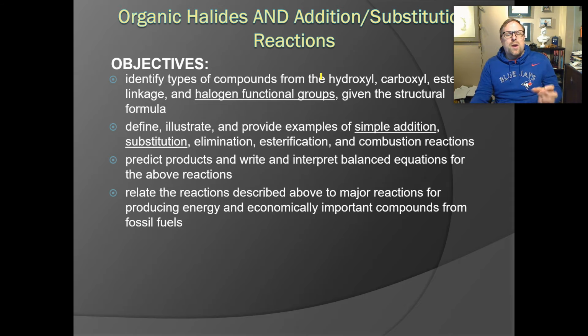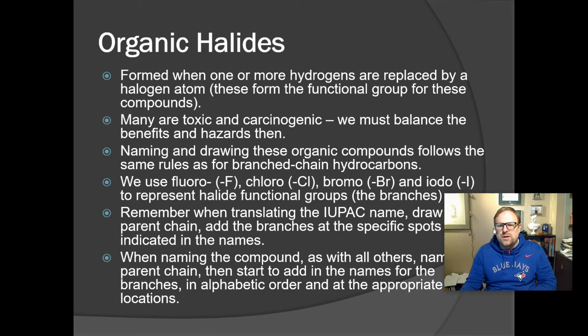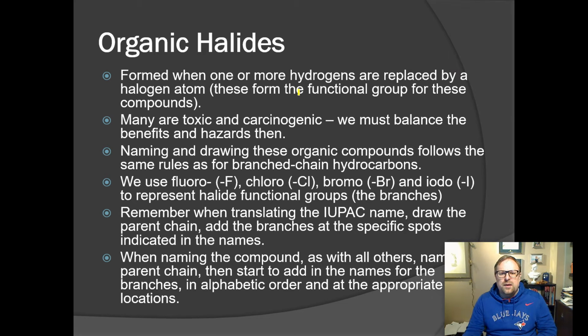So we're going to start with our parent chain. We'll identify that. We'll determine if it's an ane or an ene or an yne. Then we'll start to build our way forwards by naming the branches. Now, the key bit to this is an organic halide is formed when one or more hydrogens are replaced by a halogen atom in the compound that we're dealing with.